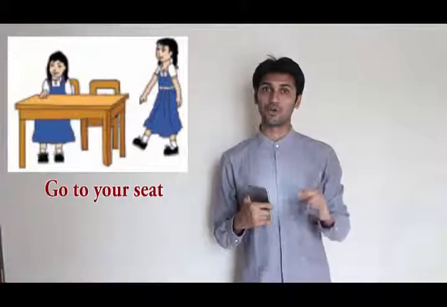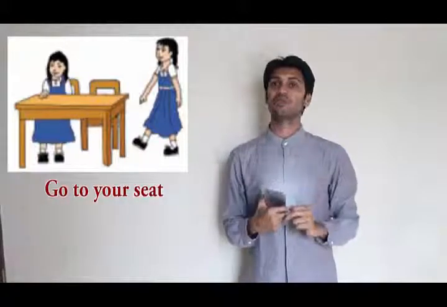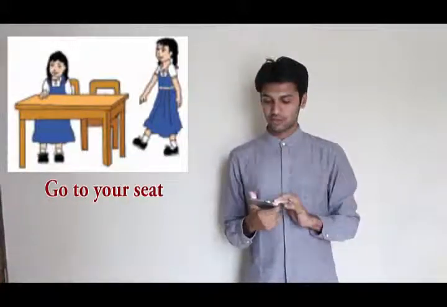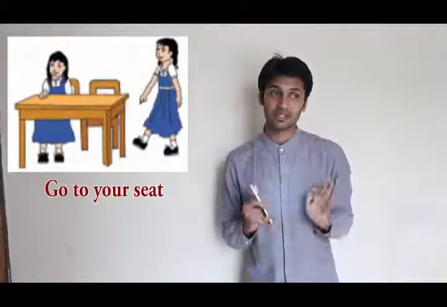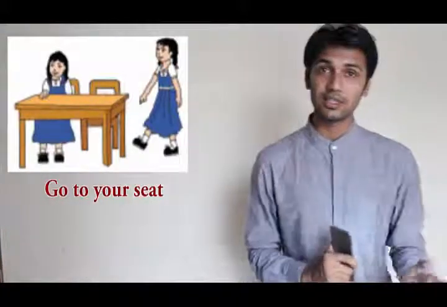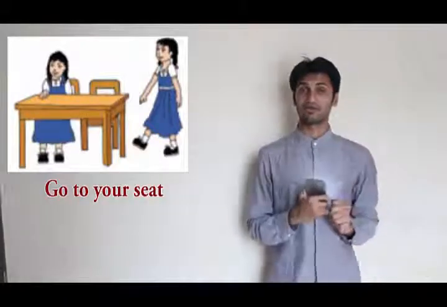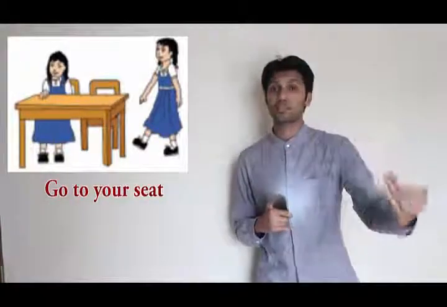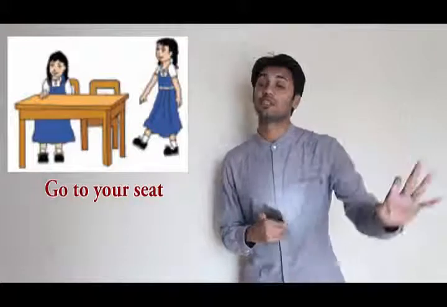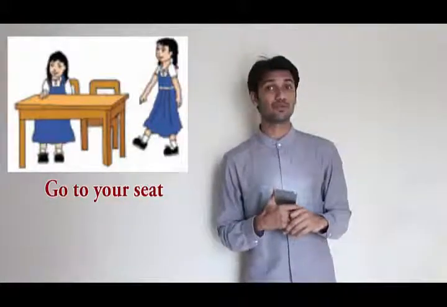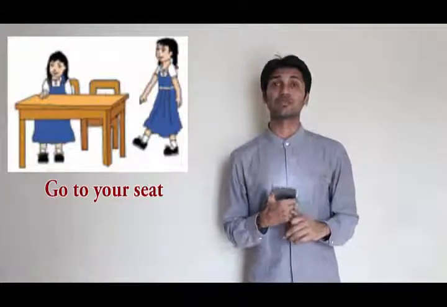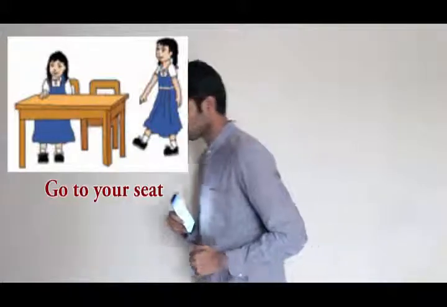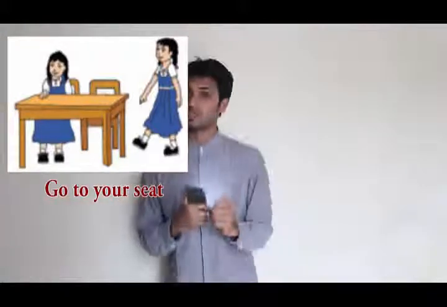Then, once they have understood it, you should do it for several times. Then you should say, go to your seat. Go to your seat. When you're saying that, they should be able to understand that you are telling them to go to their seat and sit down. Means, go to your seat. Go and sit down. Show them how to do it. When you're saying go to your seat, show them that, well, go to your seat, like this.